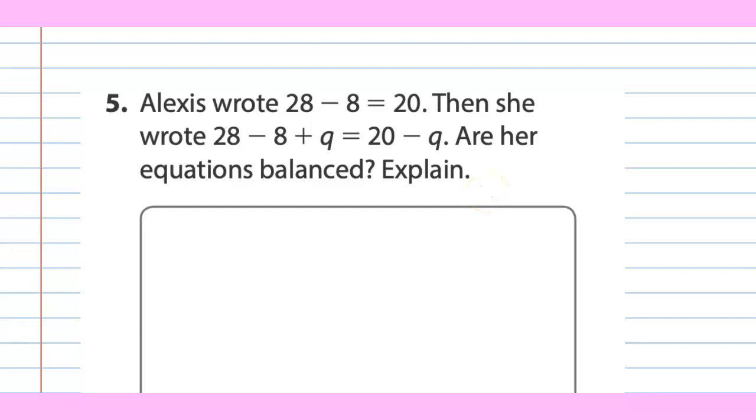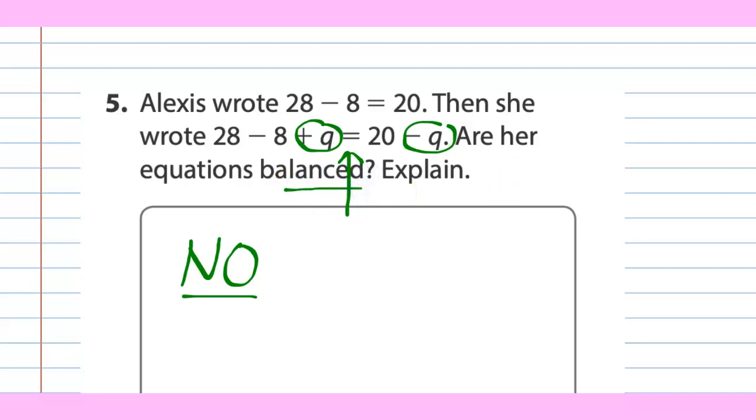So your answer should be no, because if you added Q here, you should have added Q on the other side to make that statement true at all times. Whatever you do on the left side of the equation, you have to do on the right side of the equation to keep your statement correct. If you take away from one side, you have to take away from the other side. That's all, to keep your statement correct and balanced.